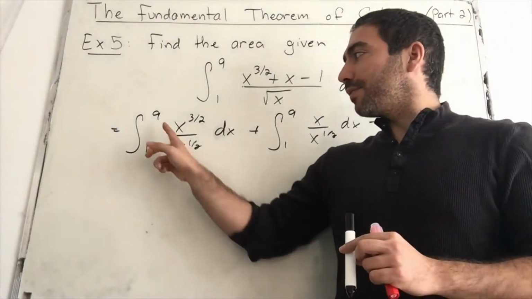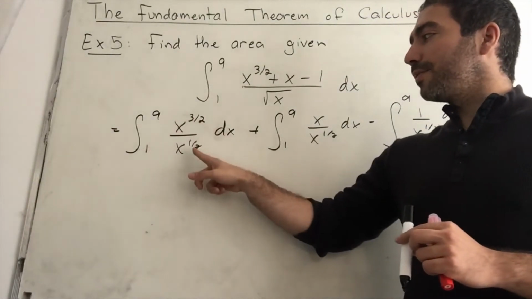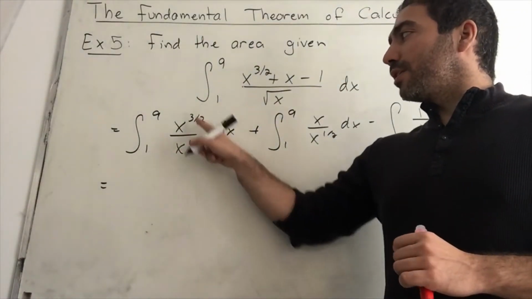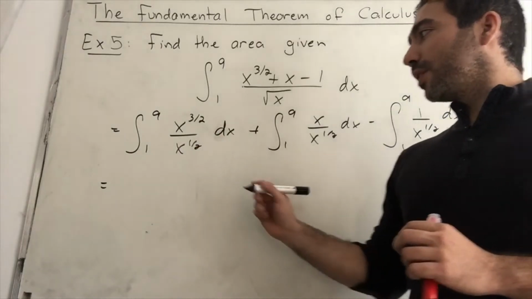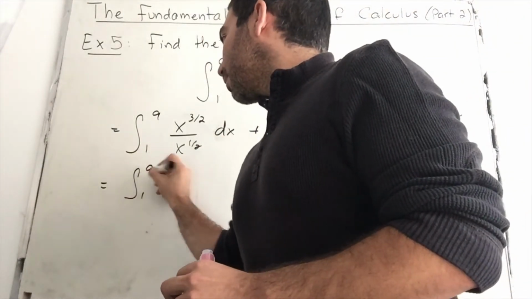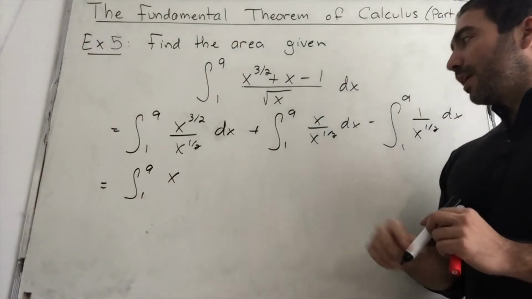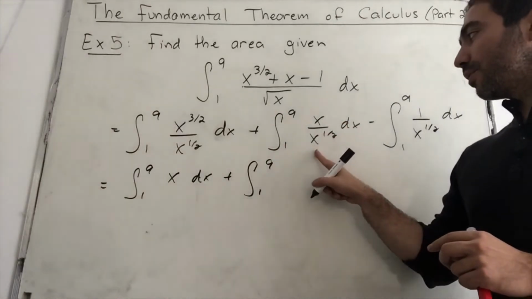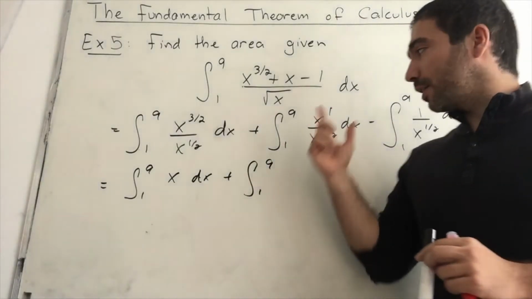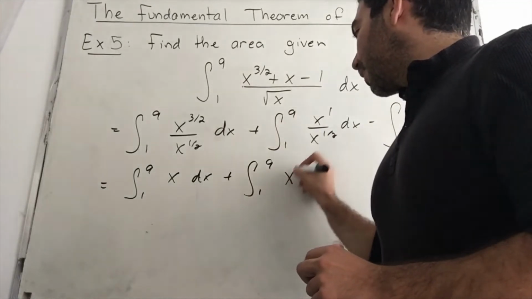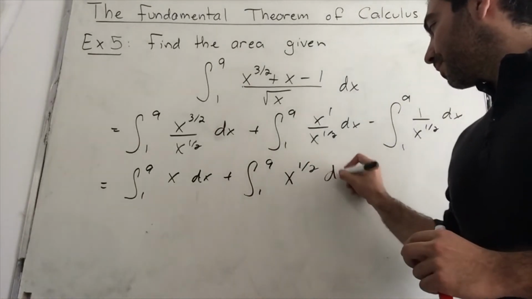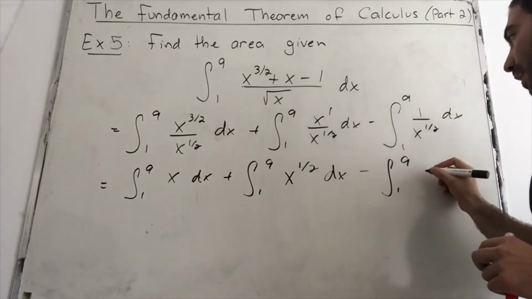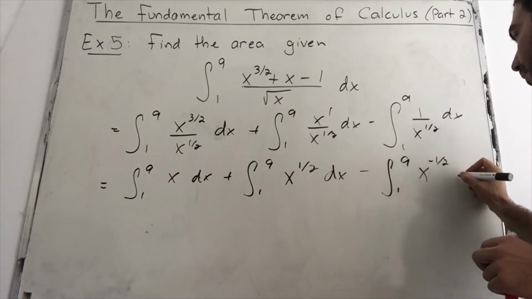So we still haven't anti-derived yet. We're just going to simplify. So what's x to the 3/2 over x to the 1/2? Well, they have the same base, so we subtract the exponents. 3/2 minus 1/2 is 2/2, which is a whole. So here we have the integral from 1 to 9 of just x dx. The next one, we have the integral from 1 to 9, x divided by x to the 1/2. This has an exponent 1. We subtract the exponents. 1 minus a half is a half. So we have x to the 1/2 dx. Minus, here we have the integral from 1 to 9, and there's not much to do here. We could rewrite it as x to the -1/2 dx.